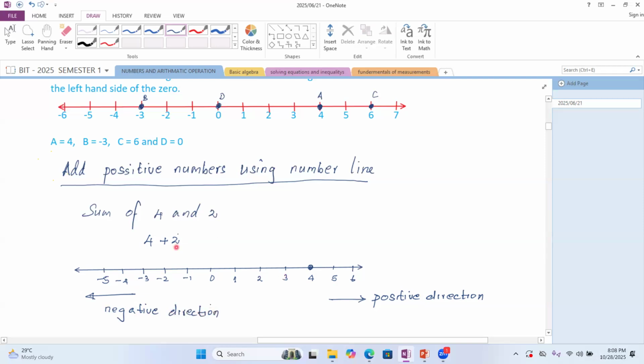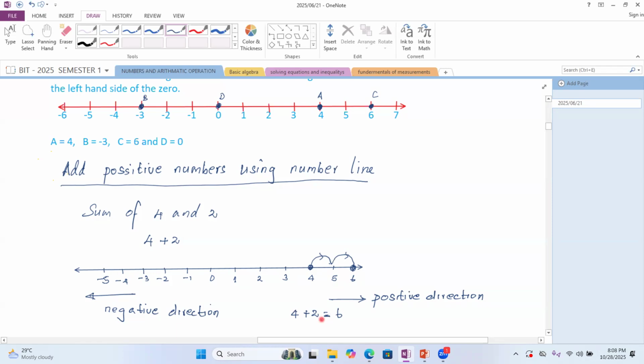So we add positive number 2. So we move 2 units in the positive direction. First unit and second unit. We move in the positive direction. Then we get the result. That is the final result. That is 6. So we can write 4 plus 2 is equal to 6. Right?